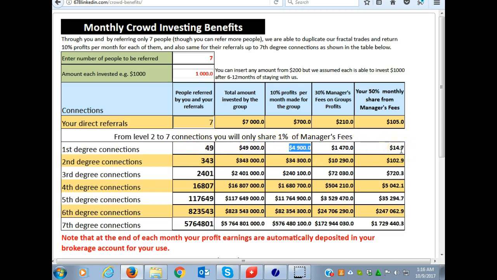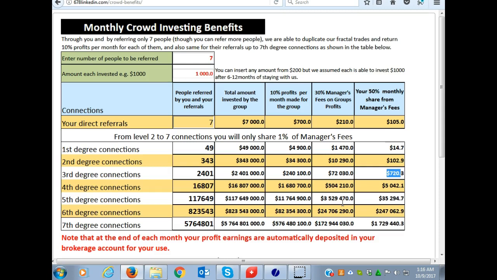You will have 1%. So in the first level, you will have $14. Look at it. In the second level, second degree connections, you will be earning another 102. It will keep on increasing. By the time you get to third degree connections, we have about 720 US dollars to your pocket every month.